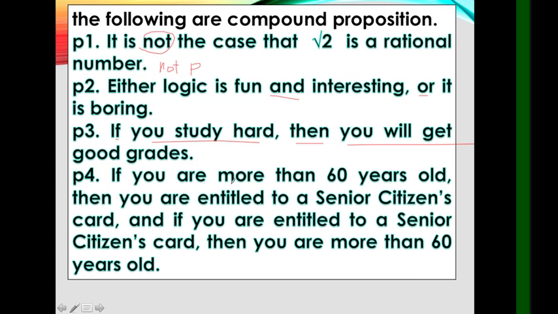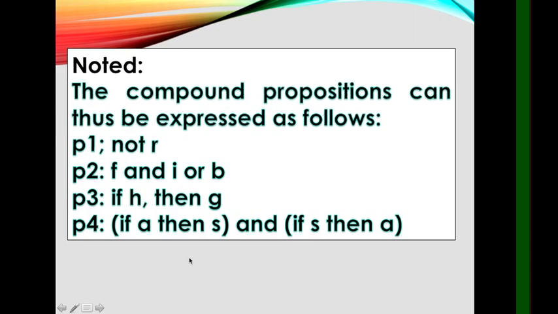If you are more than 60 years old, then you are entitled to a senior citizen's card. And if you are entitled to a senior citizen's card, then you are more than 60 years old. As you can see, it is an if and then statement, but it is double. Meaning to say, it is a biconditional statement, which we will tackle more in our next lesson. So we're done here, and these are the compound propositions expressed in our given examples.